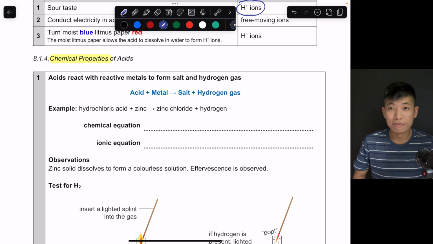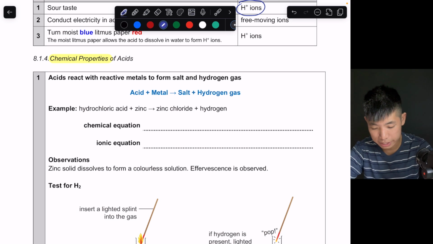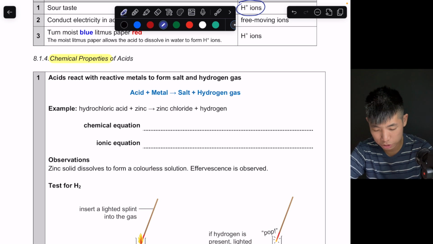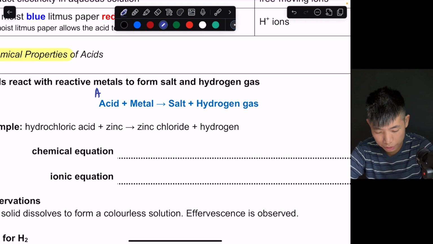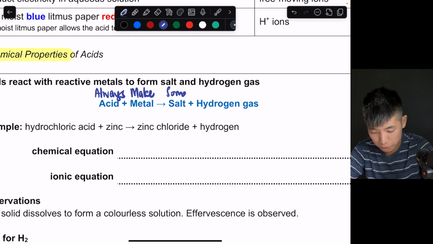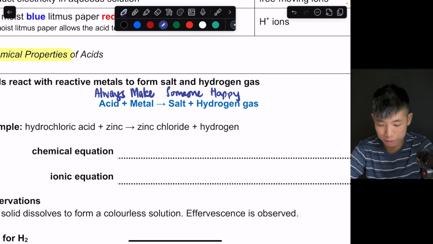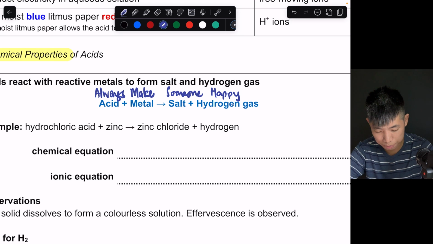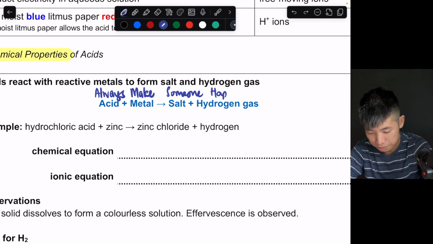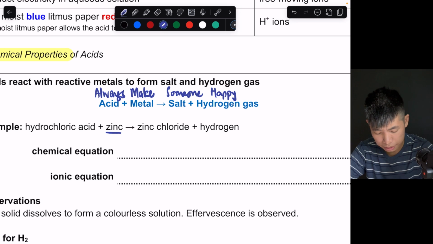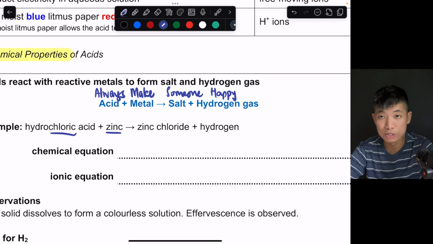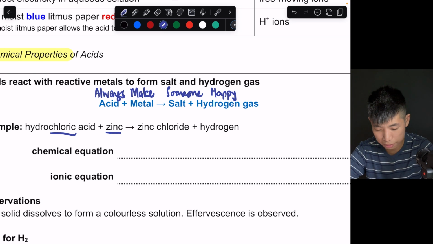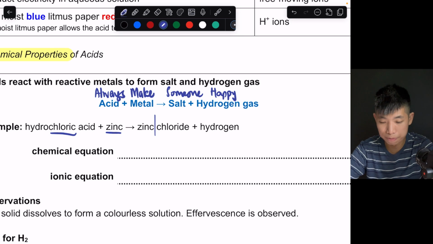So let's look at the first chemical reaction of acids, which is acid plus metal give salt plus hydrogen. I always remember this as always make someone happy. Acid reacts with metal to give salt plus hydrogen. So if our metal is zinc and our acid is hydrochloric acid, the salt will be zinc chloride. So the front part comes from the metal and the back part comes from the acid.